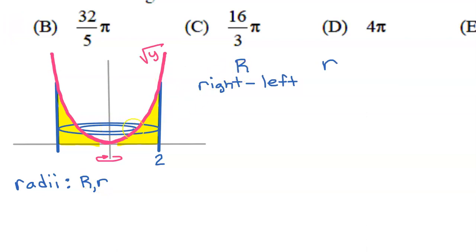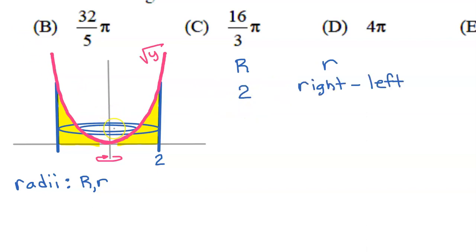When the radius is horizontal, we can find an expression by subtracting the function on the right minus the function on the left. In this case, the function on the right is 2, and the function on the left is 0. So 2 minus 0 is just 2.